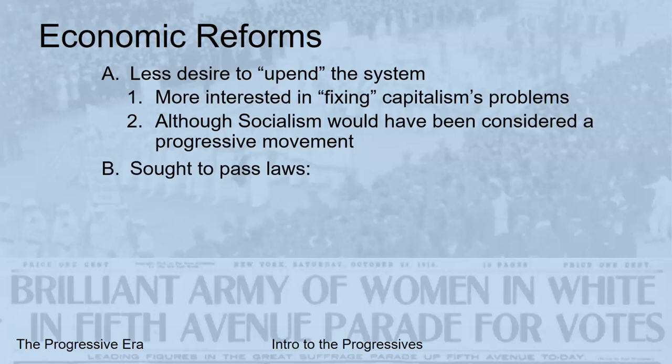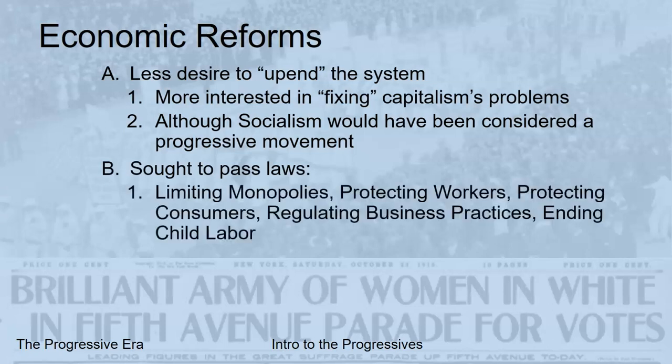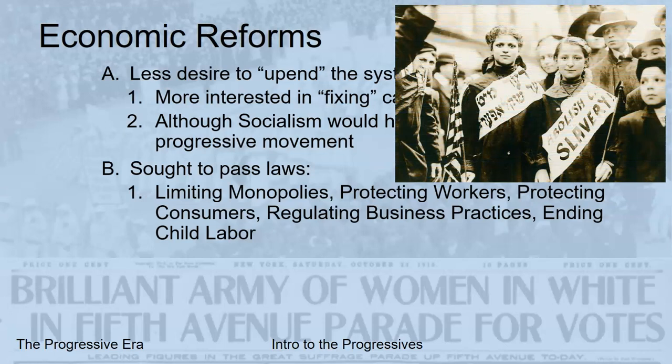With the economic reforms, what they wanted government to do was pass a lot of laws. Okay, here are some of the problems. Monopolies are a problem. We need to limit monopolies. We need to protect workers with health and safety laws, protect consumers, regulate some of those business practices to make sure they're not exploiting people. And then a big thing was they wanted to end child labor.